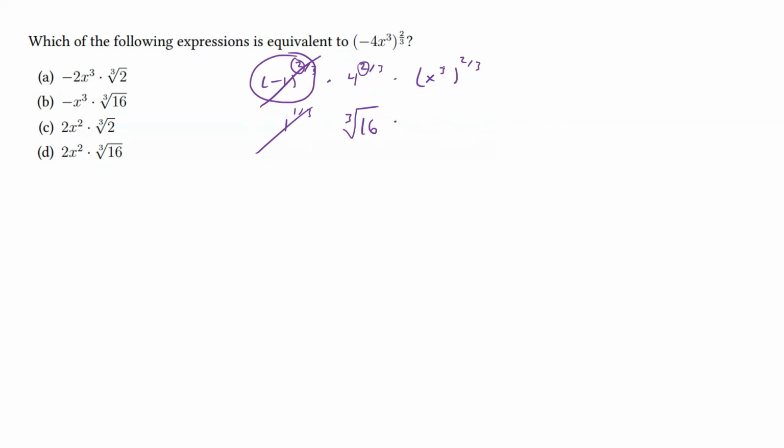When we have a power raised to a power, as we do with x cubed raised to the 2/3 power, we multiply the powers together. 3 times 2/3 is just 2. So we have x squared.